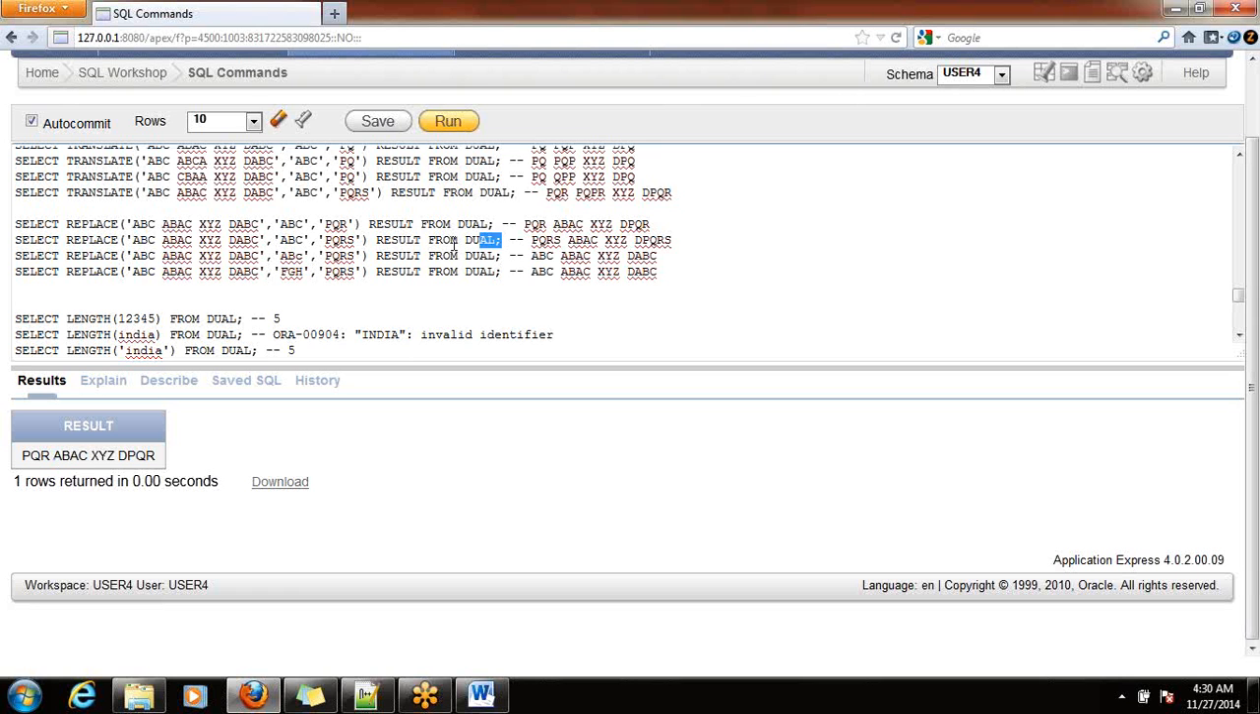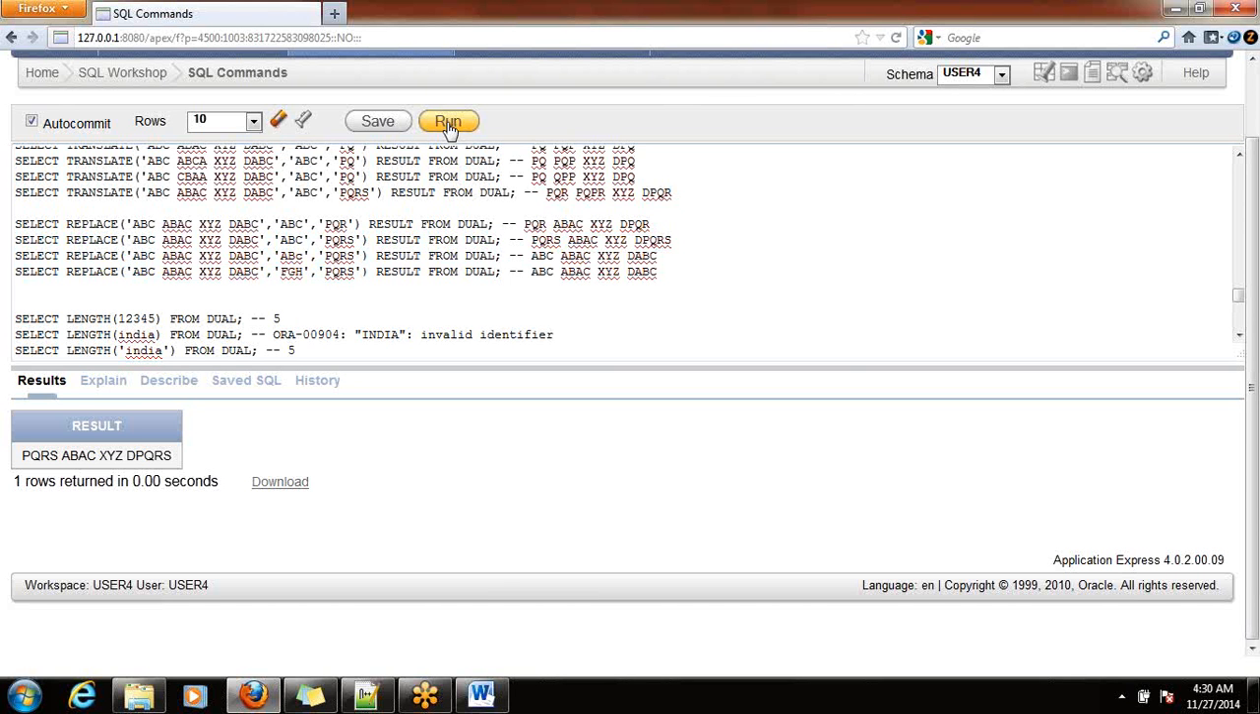Now I execute this. Yes, I give PQRS over there. And you can see ABC has been replaced with PQRS. Observe, right? Good.